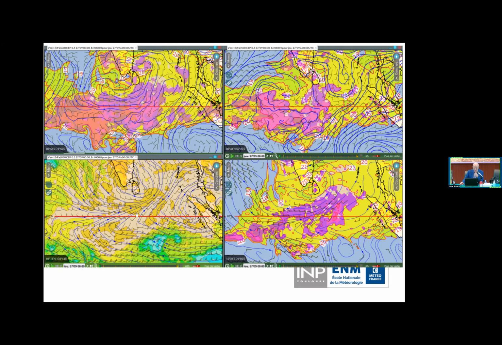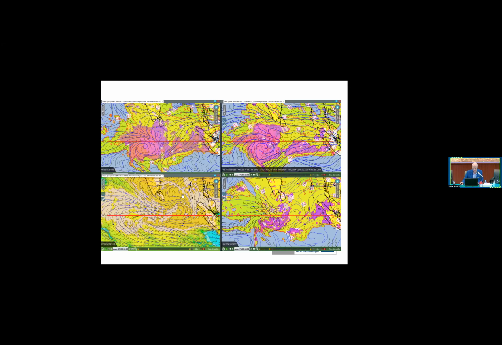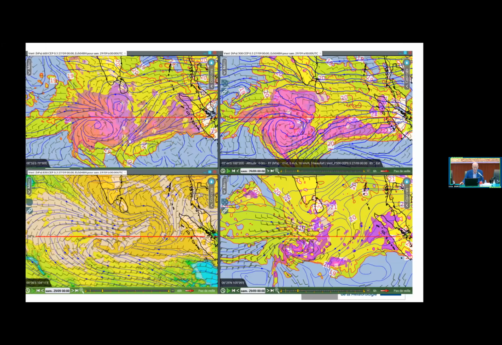So compared to the theoretical conceptual model, you can see that here we don't have a very nice equatorial westerly burst. There is a bit of a cross equatorial flow. At 600 and 700, it's a bit more zonal. So it's not always exactly the theoretical conceptual model.